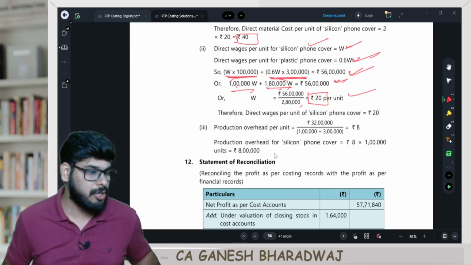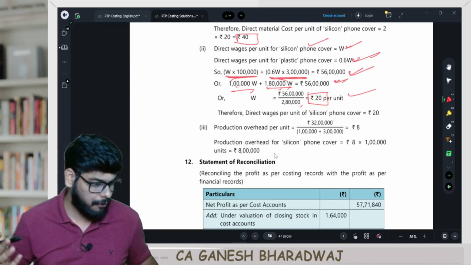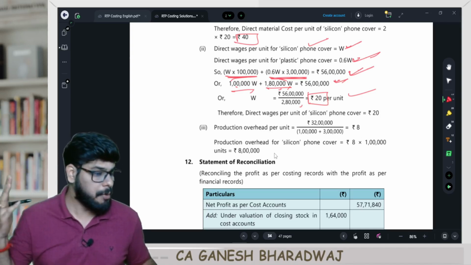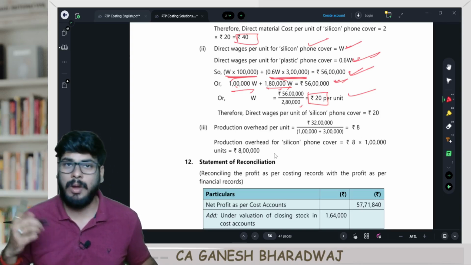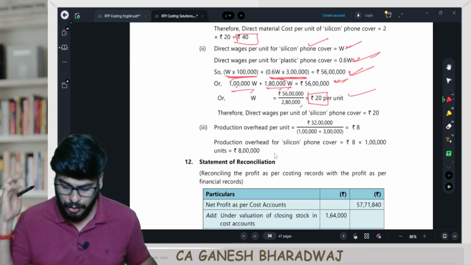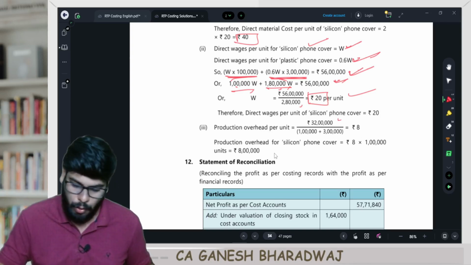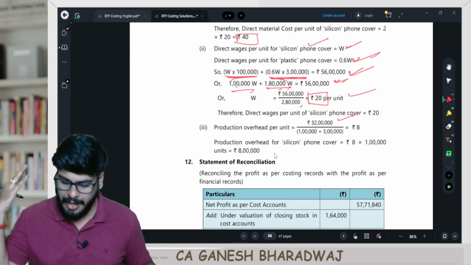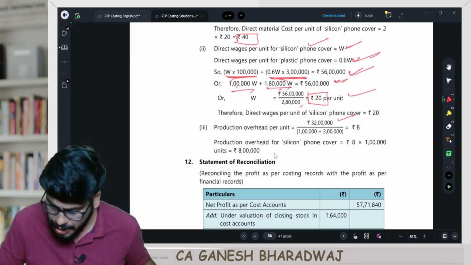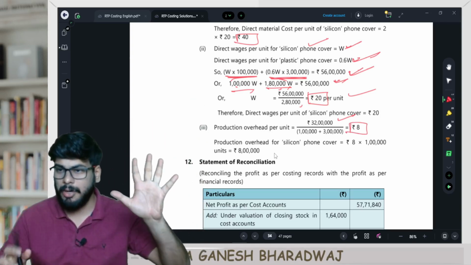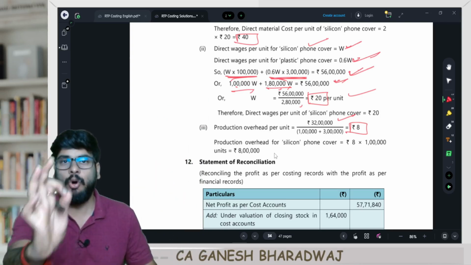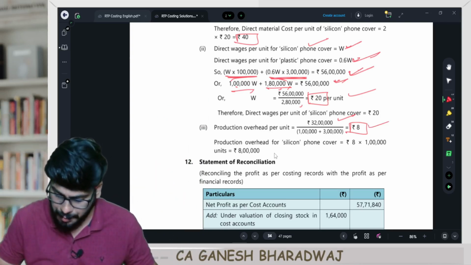So how many units of silicon phone cover we have manufactured? 1 lakh. How many units of plastic phone cover we have manufactured? 3 lakhs. 1 plus 3 is going to be 4 lakh units, right? So the total production overhead is 32 lakhs. 32 lakhs divided by 4 lakhs, that is going to be how much? 8 rupees per unit. Whether it is for your silicon phone cover or your plastic phone cover, the overhead cost per unit that I'm going to give is going to be 8 rupees.